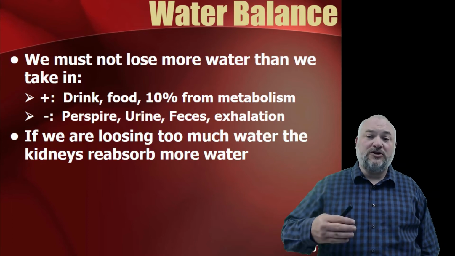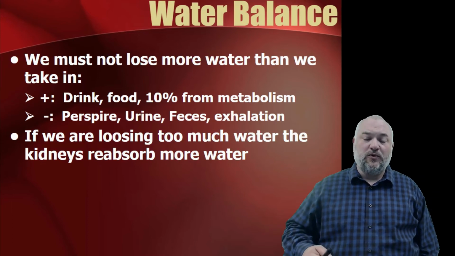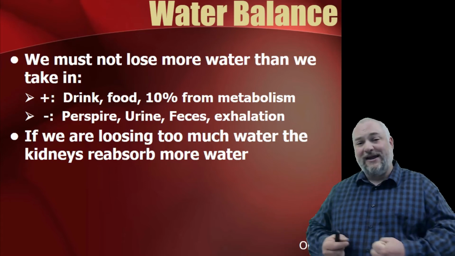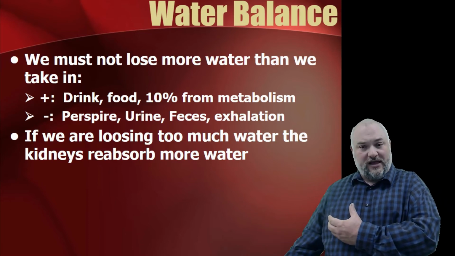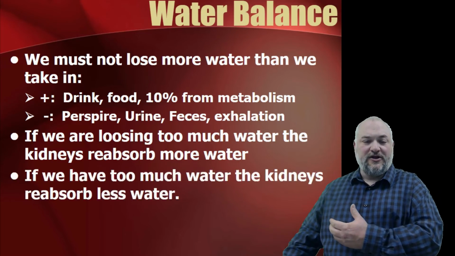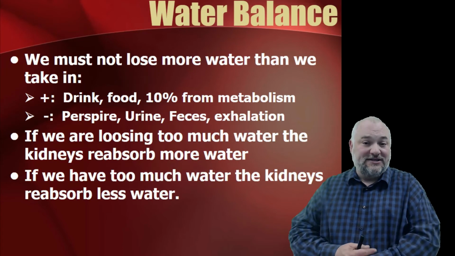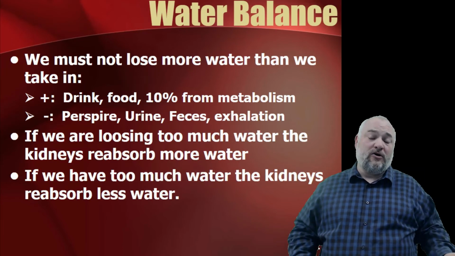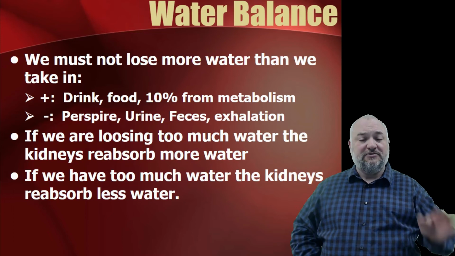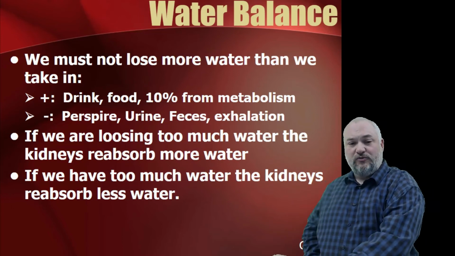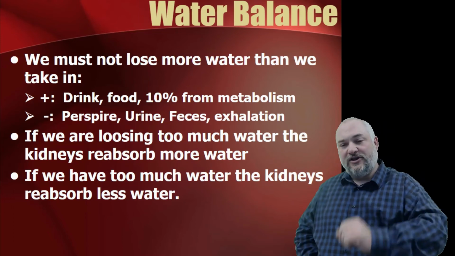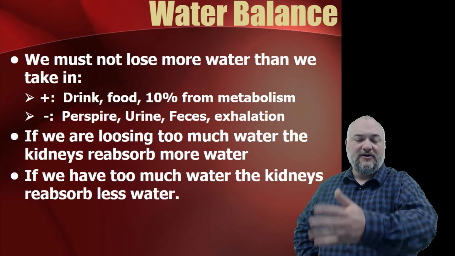If we're losing too much water, the kidneys will reabsorb more water from the filtrate back into the blood, so they won't let as much water leave, right? And that'll make your urine a little denser, a little more concentrated. If we have too much water or more water than we need, your kidneys will just let that water stay in the tubules. It won't reabsorb as much of it, and then you can pee it out. Okay, and you'll see that in your urine too.